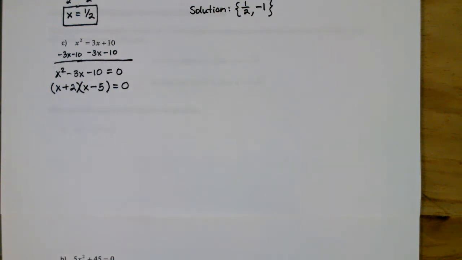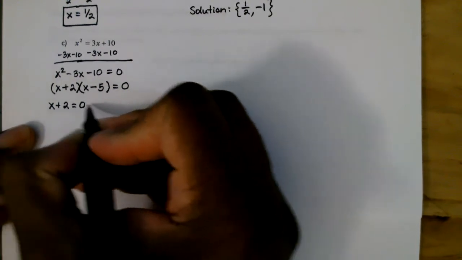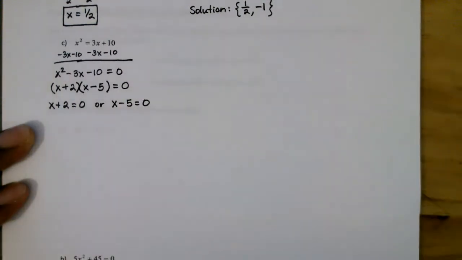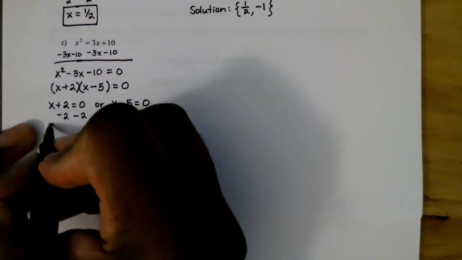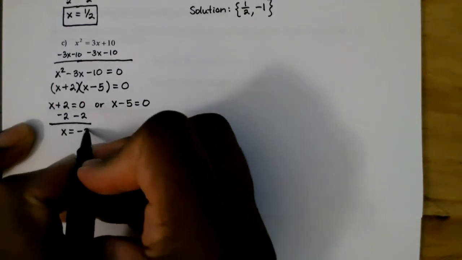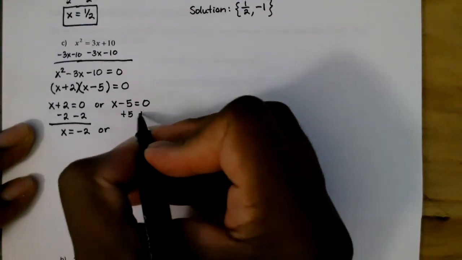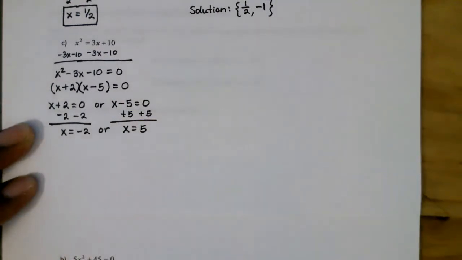Okay. And then we set each binomial factor equal to 0. So this means x plus 2 equals 0, or x minus 5 equals 0. And in each equation we're going to solve for x. So for x plus 2 is equal to 0, if we subtract 2 on both sides, that means x is equal to negative 2. Or for x minus 5 is equal to 0, if we add 5, you'll get x equals 5.